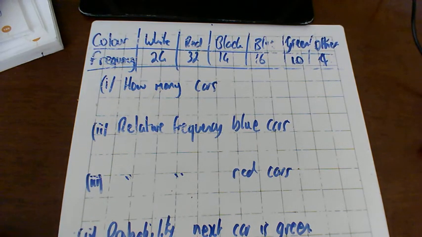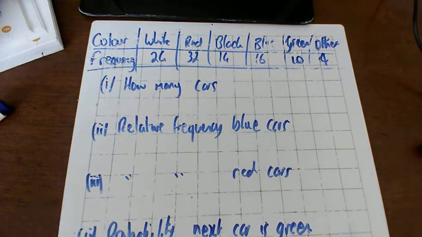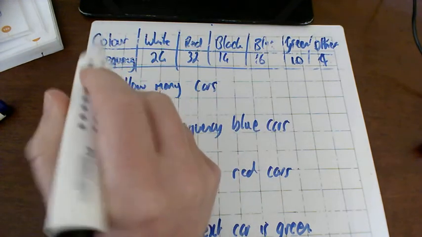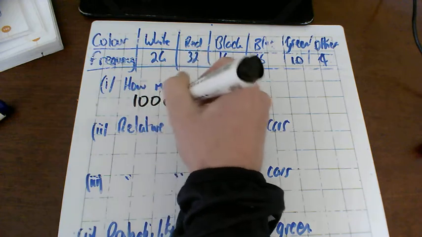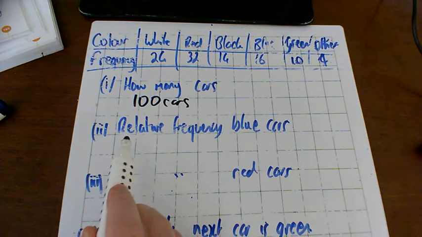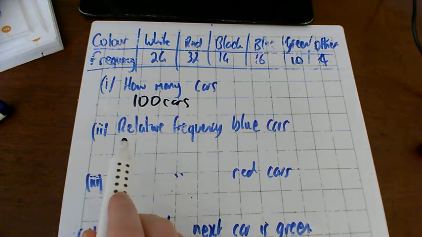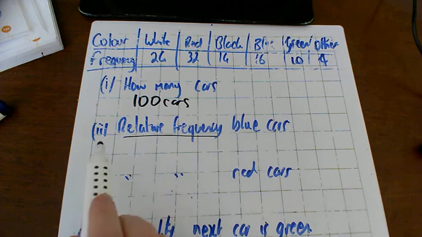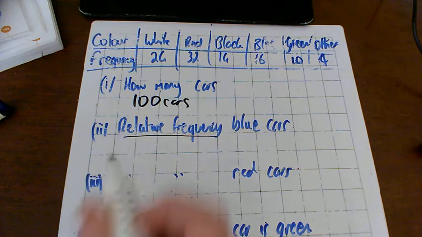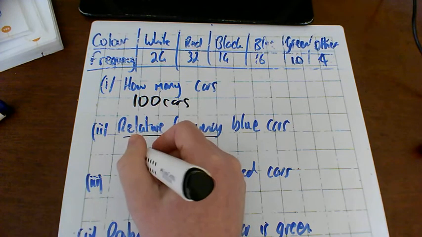It says how many cars. Fairly simply, just add them up: 24, 32, 14, 16, 10, 4, and the total is 100 cars. The next one says, what is the relative frequency of blue cars? That's where that term comes up. If you hadn't known this, you might say, what's relative frequency? The same as probability.